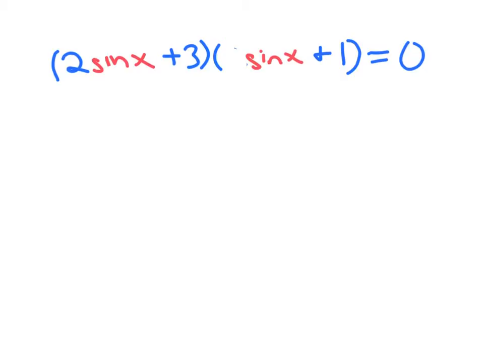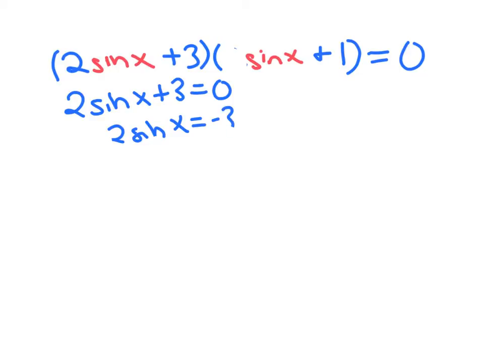And now set each factor equal to 0, the same way you would if you were solving for x. So set this factor equal to 0. That leads you to 2 sine x equals -3. And so sine of x equals -3 over 2. And let me stick with that for a second.